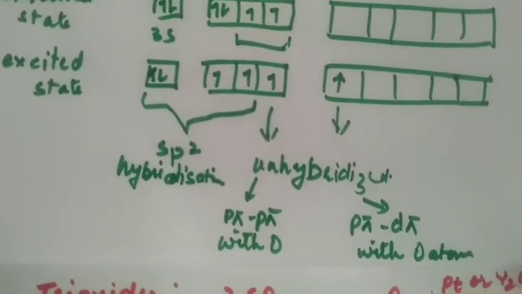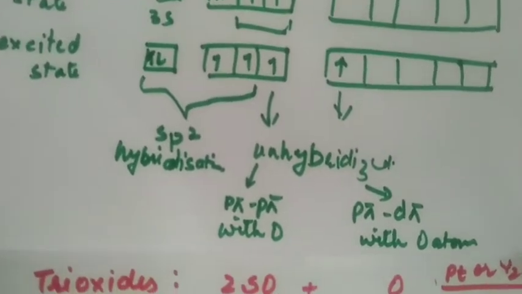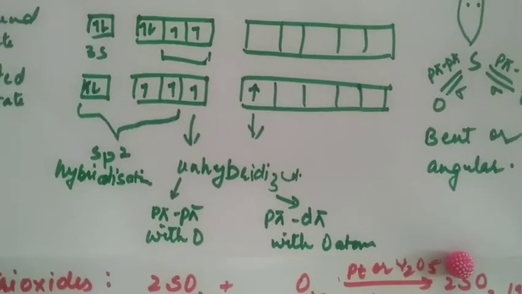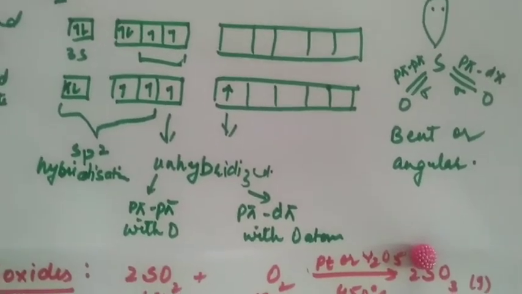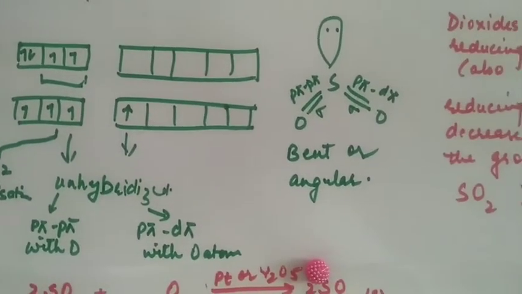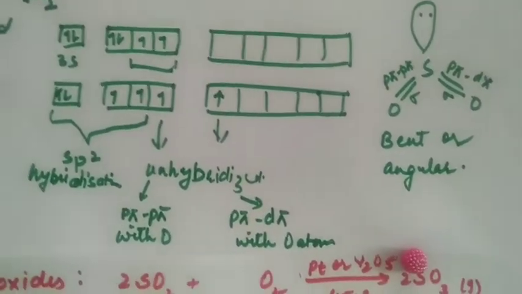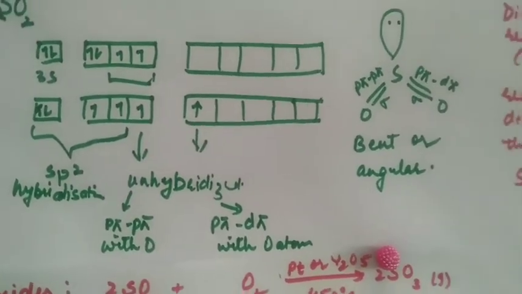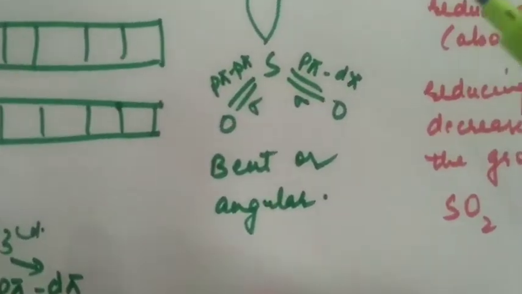So three sp2 hybrid orbitals are formed. There are two unhybridized orbitals, one p and one d orbital. Of these, one forms a p-pi bond with one oxygen atom, and the other d orbital forms a p-pi-d-pi double bond with the other oxygen atom.